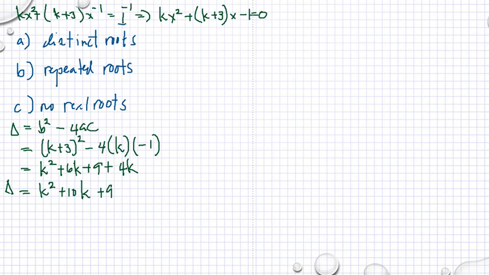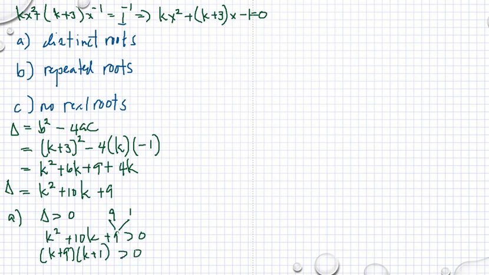Now we're going to answer A. Distinct roots. Our discriminant should be greater than 0. Then we have k squared plus 10k plus 9 is greater than 0. If we factor this one, we have 9 and 1. Then we have k plus 9 times k plus 1 is greater than 0.